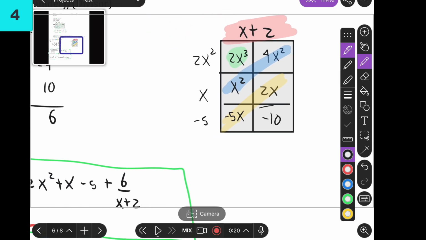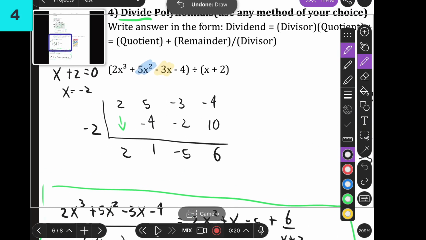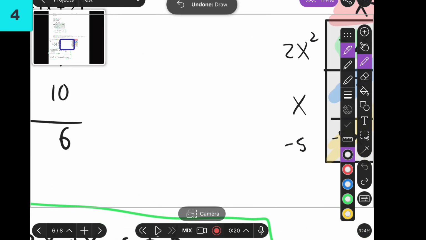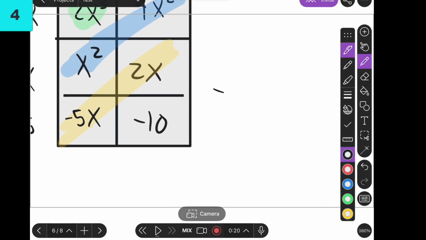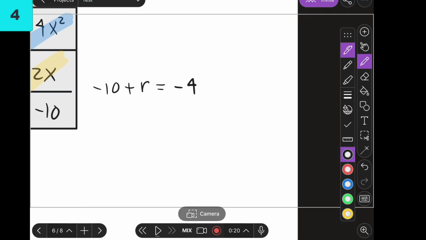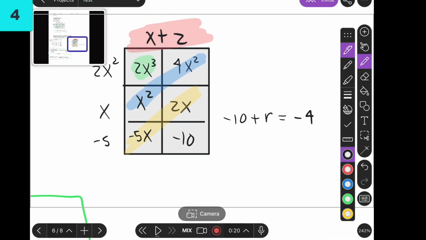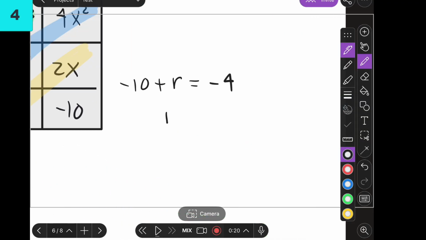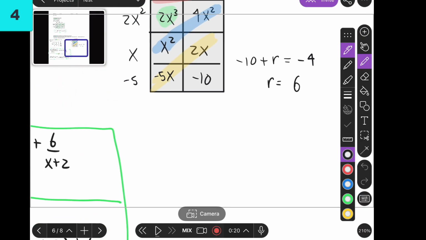Notice that my last number does not match this one, right? But to figure out what my remainder is, I have to take this last number, add it to r, and it equals the last number from my dividend, which is negative 4. Adding both sides by 10 gives me r equals 6. So my remainder is actually 6.